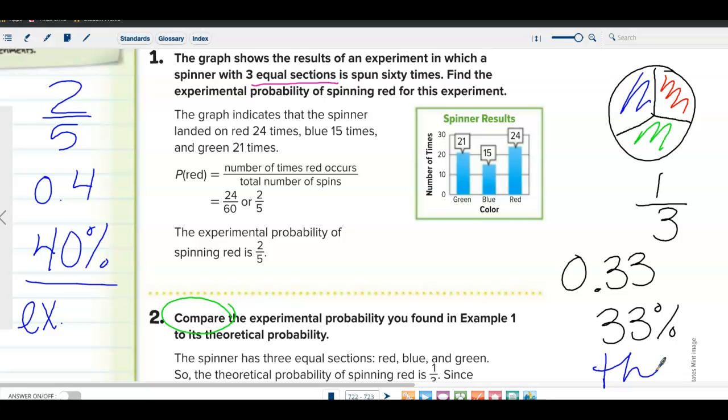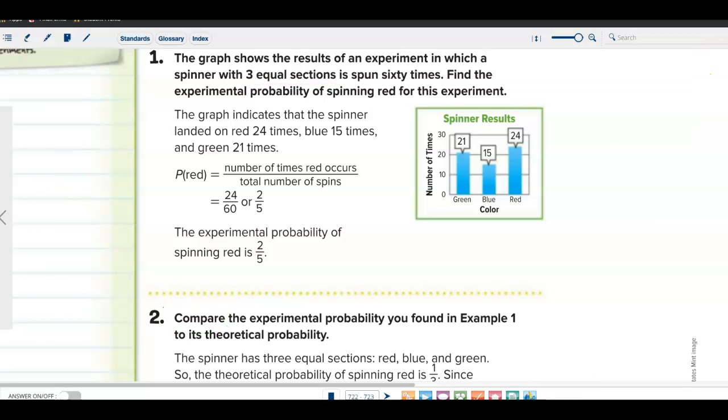Are they pretty close though? Yeah. Why? How many times did we spin the spinner? 60, right? So is that a pretty good amount of times? Yeah. Okay, so that's why they're close. If I would have only spun it like twice, I doubt my theoretical and experimental would be close in percentages. They would either have to be 50 or 0.